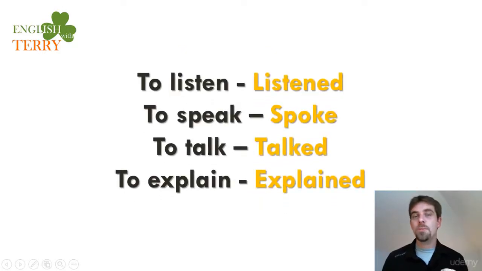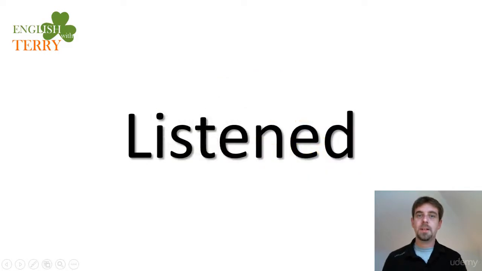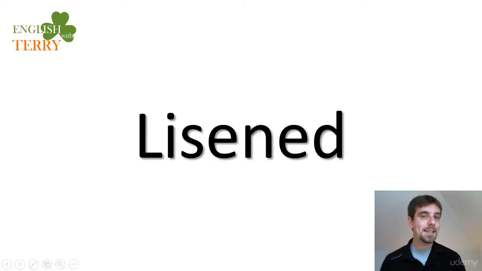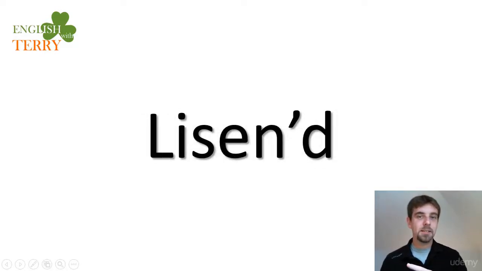So, the 4 verbs in the past: listen, listened, speak, spoke, talk, talked, explain, explained. So let's study the pronunciation slowly. Listened, so the T is silent, and we imagine that the T and E in listened are silent. So listened, listened, listened. Not listened, listened.